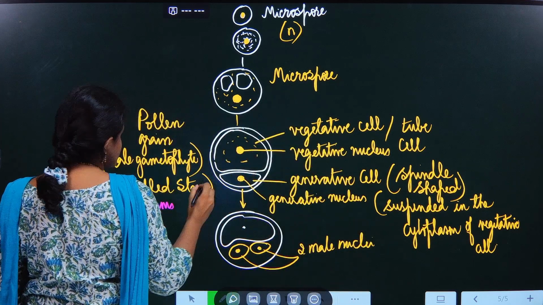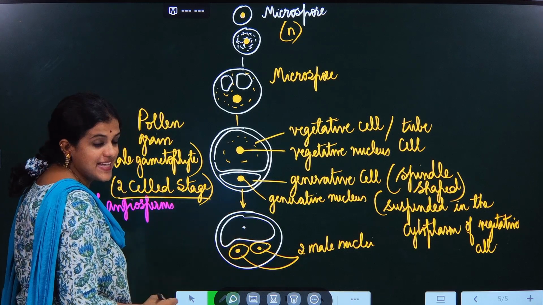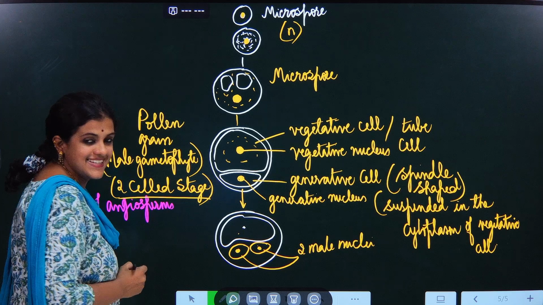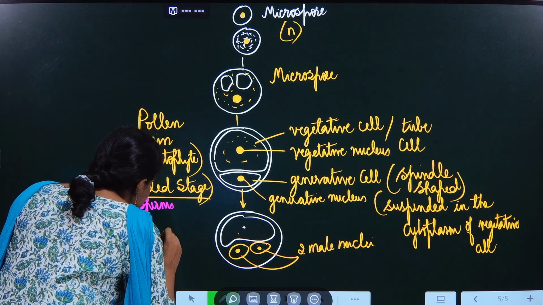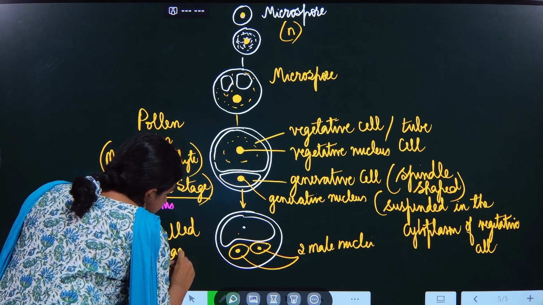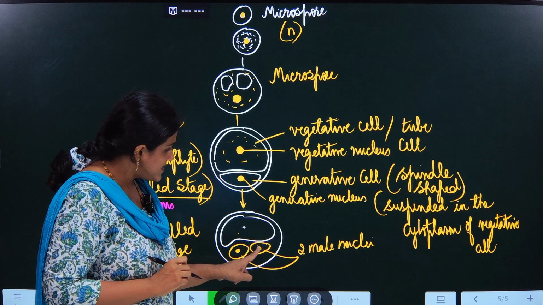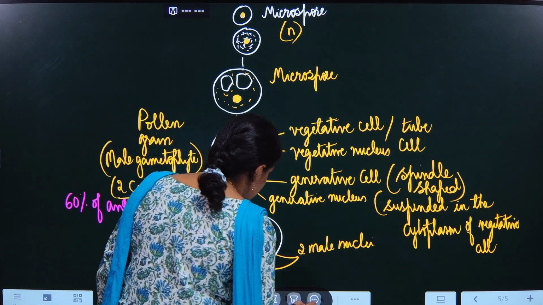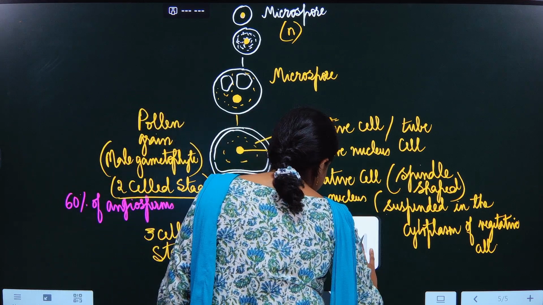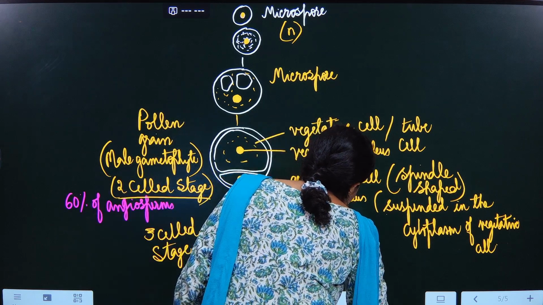So this was 2-celled stage. Now here how many cells do you see? 1, 2, 3. So it is 3-celled stage. In a 3-celled stage, which are the cells present? One is vegetative cell and the other two are male gametes.